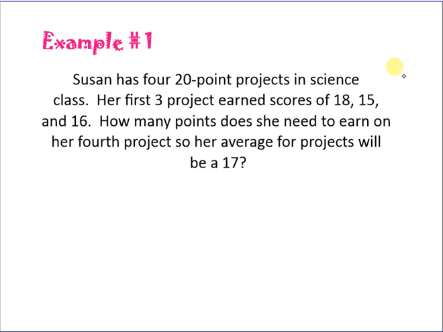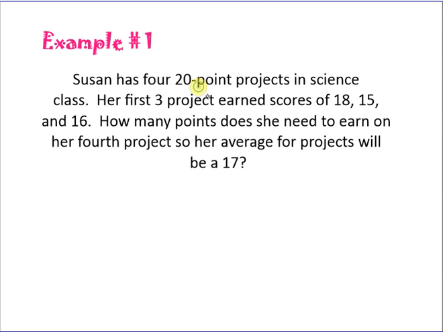All right, so Susan has 4 20-point projects in science class. Her first 3 projects earned scores of 18, 15, and 16. How many points does she need to earn in her 4th project? So her average for projects will be a 17.